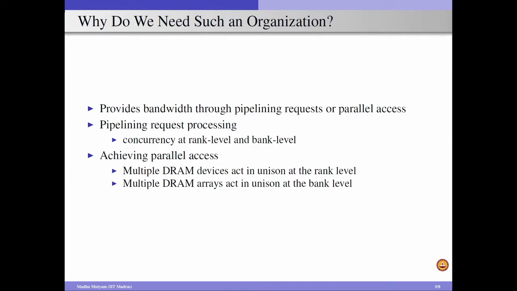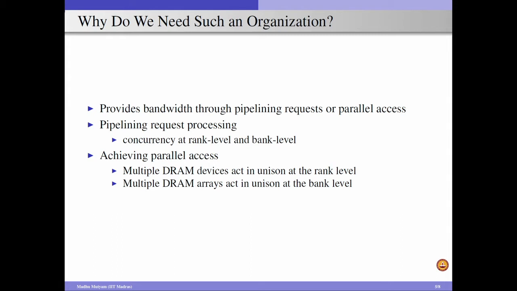and the bank level. Similarly, to provide parallel access, because we have multiple DRAM devices associated with each rank, all these devices within a rank will act in unison. That indicates that given a command, all these devices will act simultaneously, so that when we want to read the data, we can read data from 4 devices simultaneously if the rank has 4 devices. That way, we can improve the overall bandwidth.